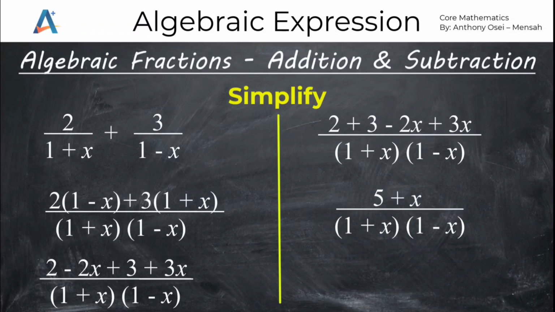You can leave your answer this way, or you can also remember from our difference of two squares approach. We realize that 1 plus x, 1 minus x is the factorized form of a difference of two squares. So we can convert this by expansion into the denominator as 1 minus x squared, then the numerator 5 plus x. So this can also become our final answer.